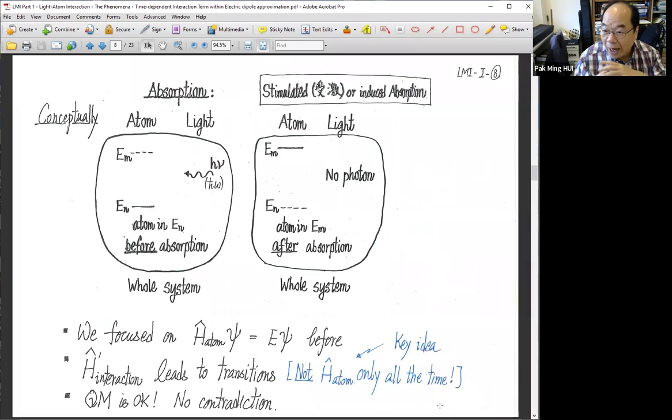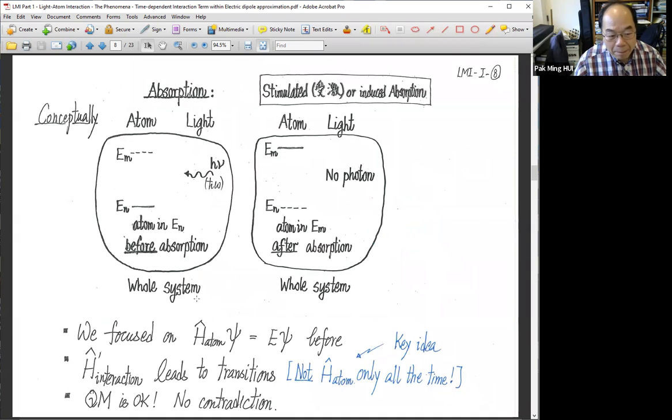So in a pictorial way, the two processes that we discussed can now, qualitatively speaking, be explained as follows. We must include light into the full description. Absorption, for example.